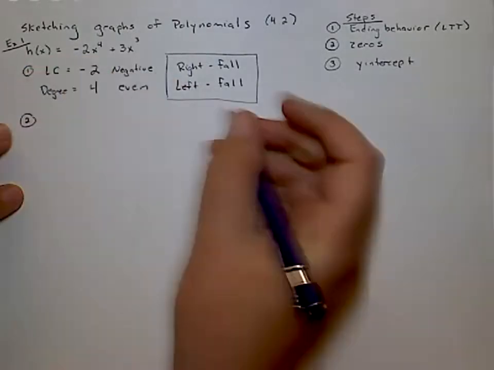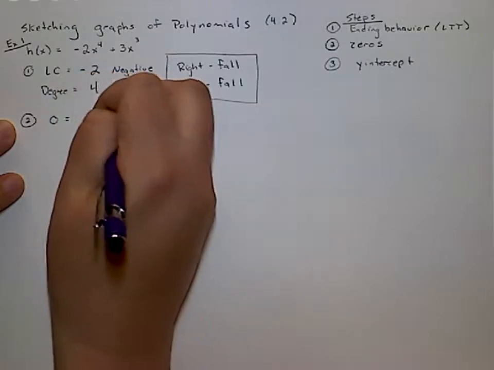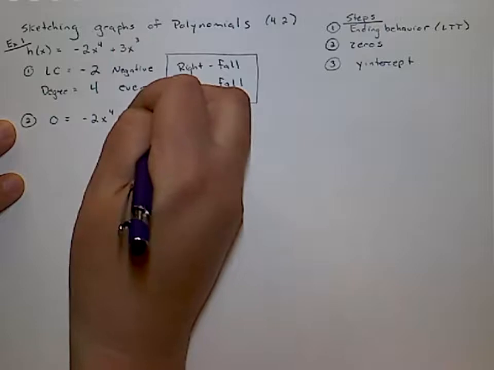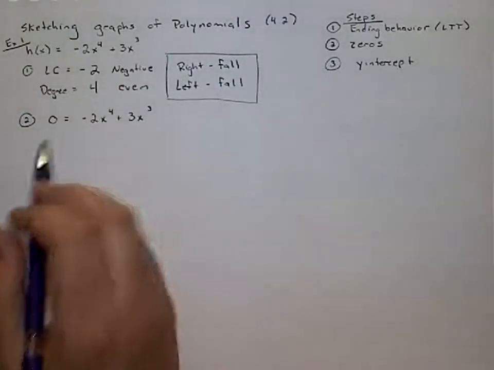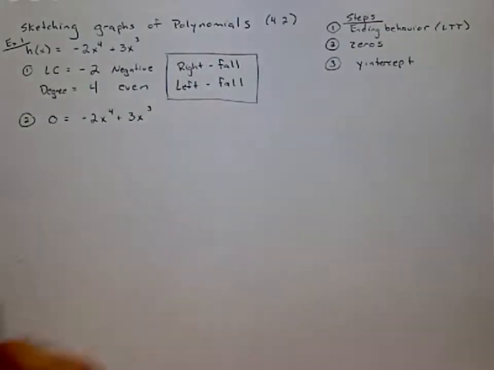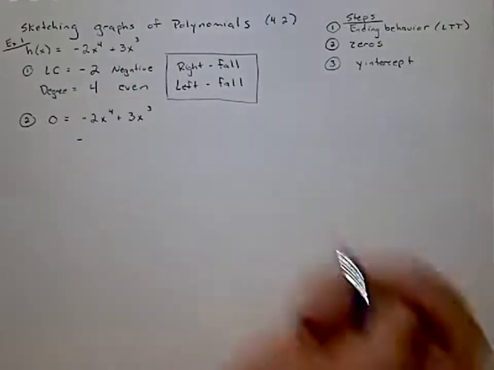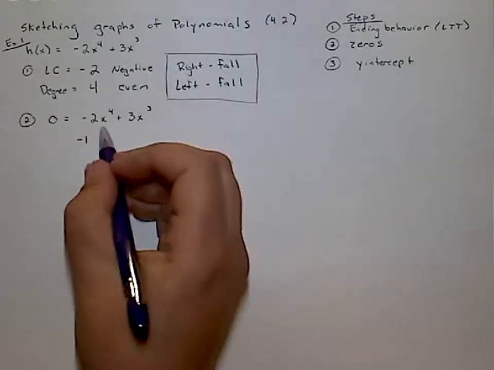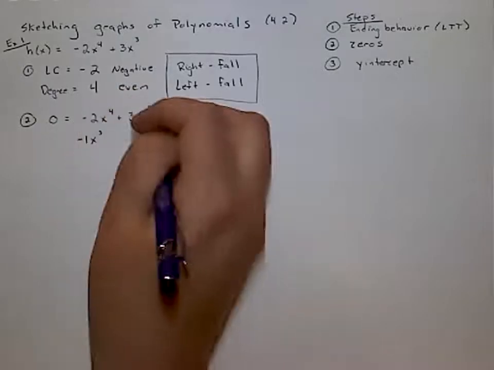Then step 2, finding the zeros. So I'm going to take that polynomial and I'm going to set it equal to 0. Then I have to factor this. Very first step of every factoring problem is to factor out a greatest common factor, but we have to look at our leading coefficient. Our leading coefficient is negative. So we have to at least factor out a negative 1. And then we have an x to the fourth and an x to the third. So I can factor out an x to the third from each of them.